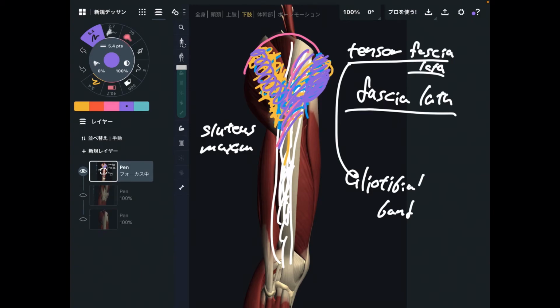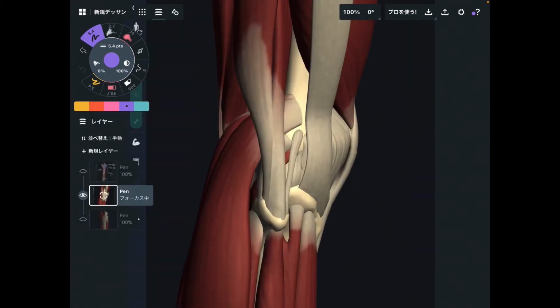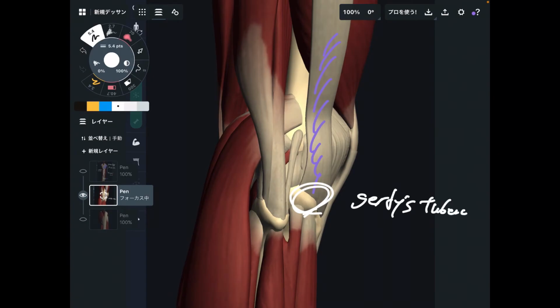Now let me focus on anatomy around knee. Okay, this is close view. This is iliotibial band. Actually, iliotibial band attaches to lateral part of tibia. This part is called Gerdy's tubercle. Gerdy's tubercle. It's on lateral part of tibia. Okay, lateral tibia. Iliotibial band.